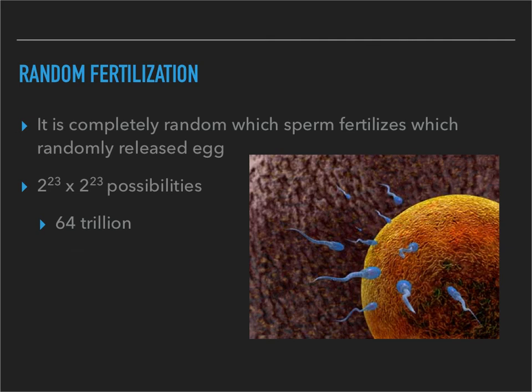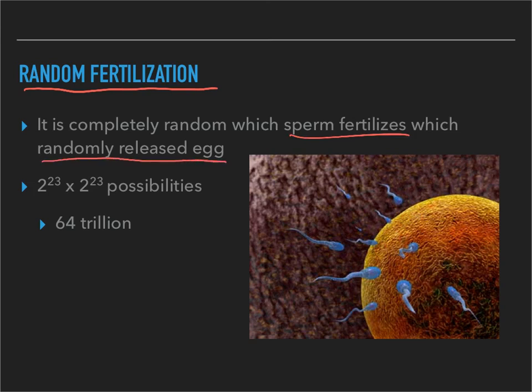The last factor that contributes to genetic variation in sexually reproducing organisms is random fertilization. It's completely random which sperm cell is going to fertilize which randomly released egg cell during sexual reproduction.